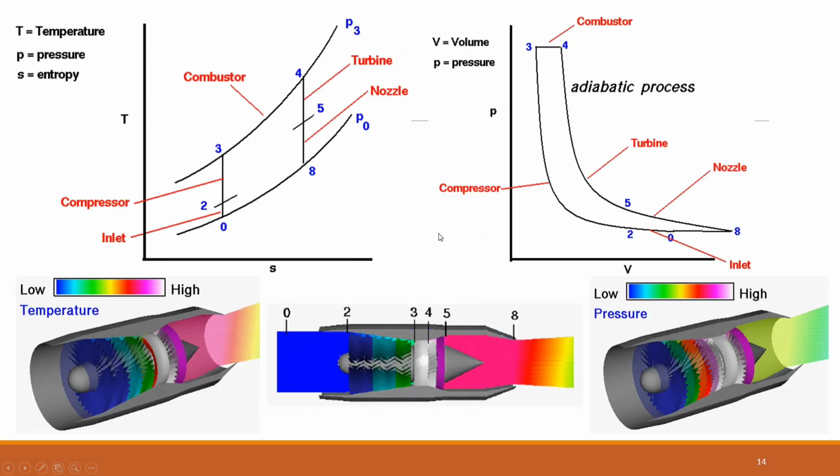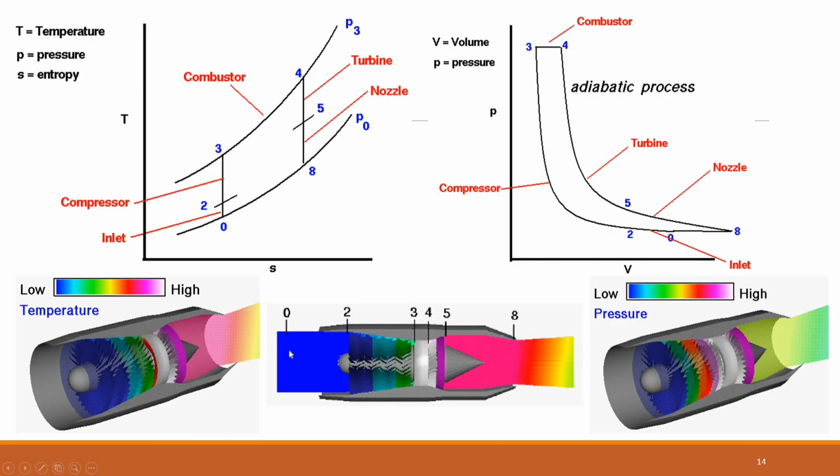The Brayton cycle. Now we will talk about the Brayton thermodynamic cycle, which is used in all gas turbine engines. The figures show a temperature-entropy, TS diagram, and pressure-volume, PV diagram of the Brayton cycle. Also on this page, we show an animation of the temperature variation through the engine and the pressure variation through the engine.